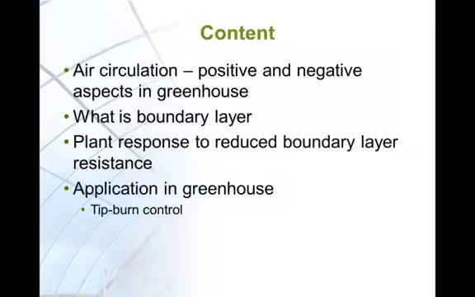So the content of this presentation includes air circulation with regard to positive and negative aspects in greenhouse, and information regarding what is boundary layer, plant response to reduced boundary layer resistance, and application of boundary layer understanding in greenhouse. An example we are talking about is tip burn control for lettuce production in greenhouse.